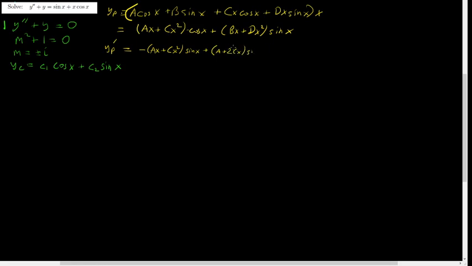times cosine x, yep. All right, and then do the same thing here. I hope I don't run out of space. So I think first times the derivative of the second, so cosine times bx plus dx squared. All right, and then plus second times the derivative of the first, so that's just going to be b plus 2dx times sine x. Okay.